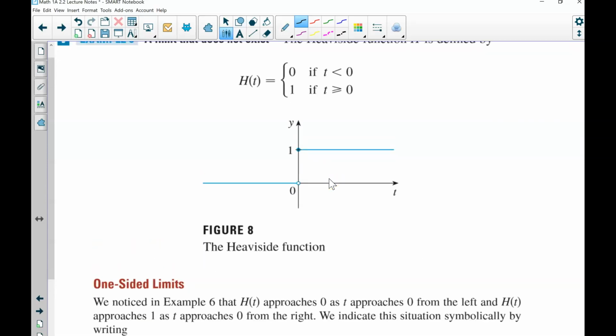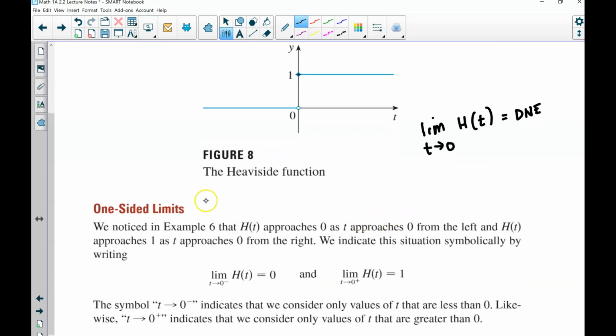Okay, so we would say that the limit as t approaches 0 of the function H of t does not exist. Which is what we're going to talk about when we talk about one-sided limits. So now we notice from this example that H of t approaches 0 as t approaches 0 from the left, and H of t approaches 1 as t approaches 0 from the right.